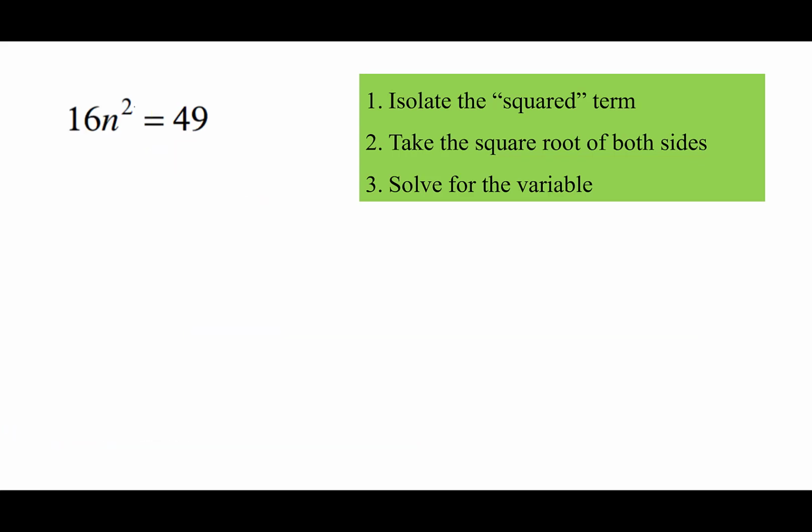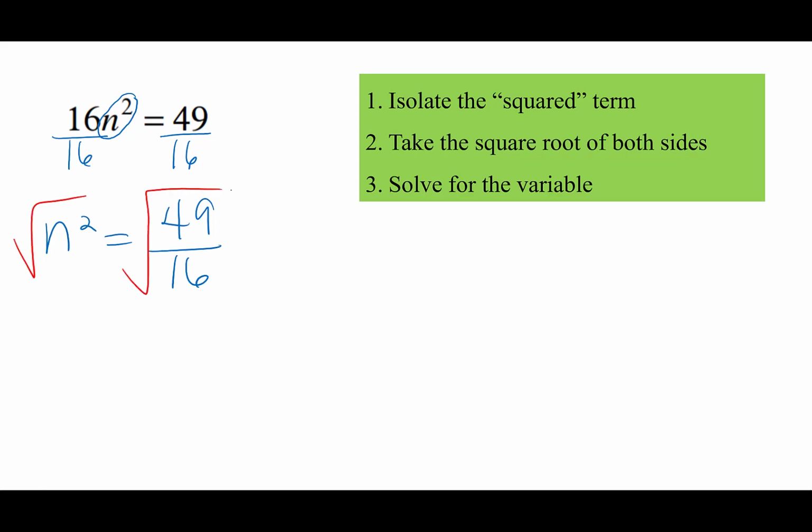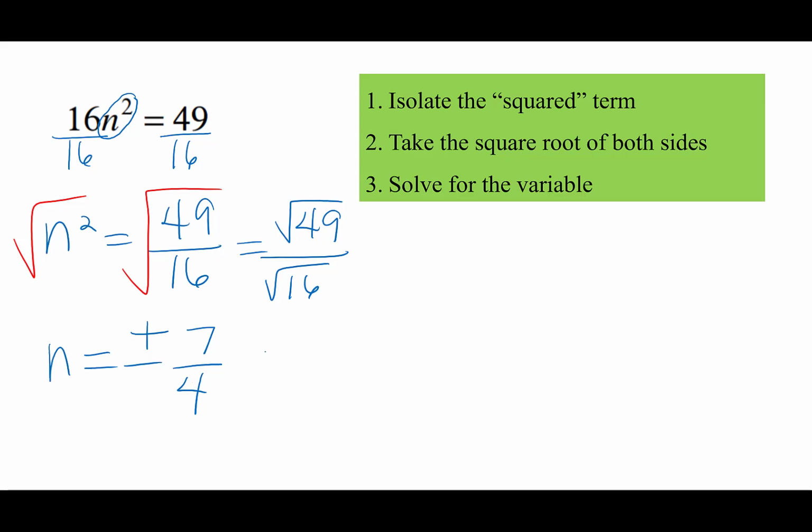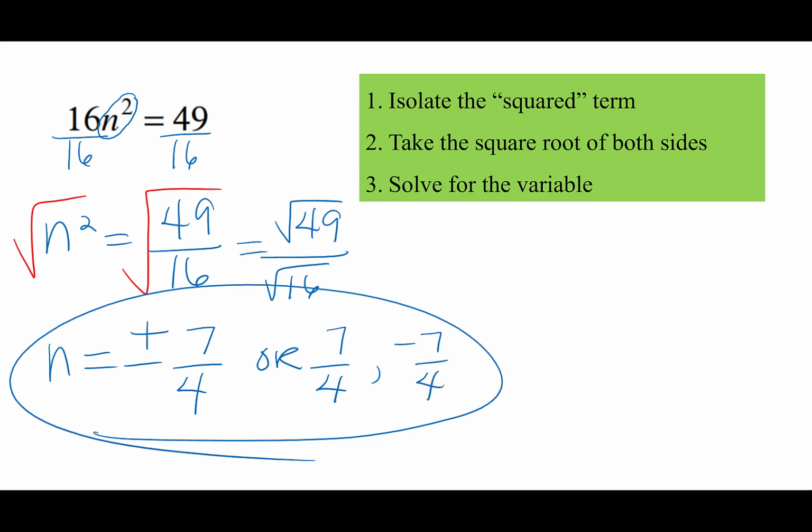All right. In this problem, the n squared is the term being squared, so we'll divide both sides by 16. N squared equals 49 over 16. I hope you recognize that both of those are perfect square numbers. So we are ready to take the square root of both sides. So this will be n equals plus or minus. And then remember, one big radical equals 2 small radicals. And so this could be plus or minus 7 over 4. Anytime I put plus or minus, you could also write them separately, positive 7/4 and negative 7/4. Either answer format is okay.